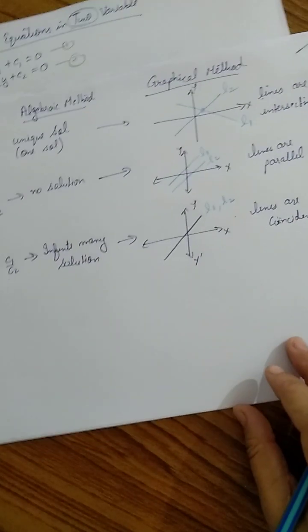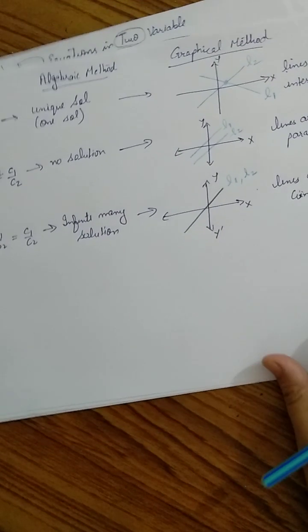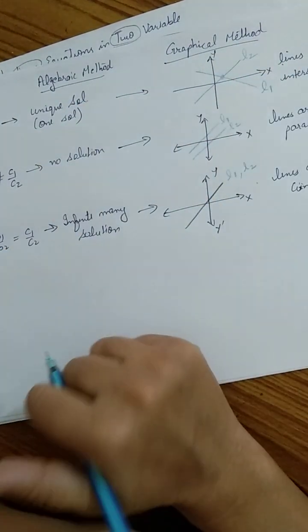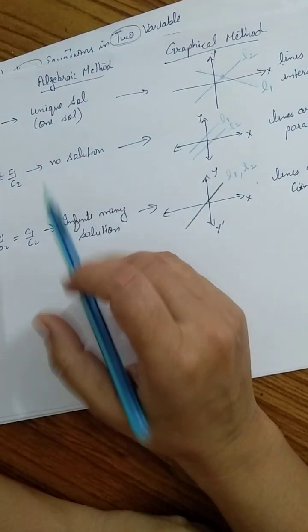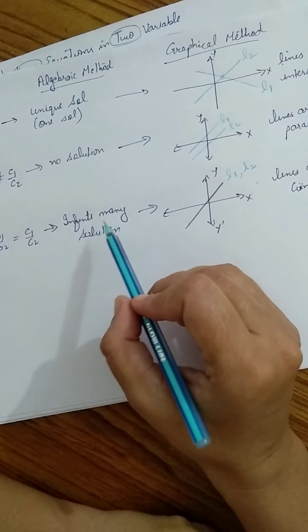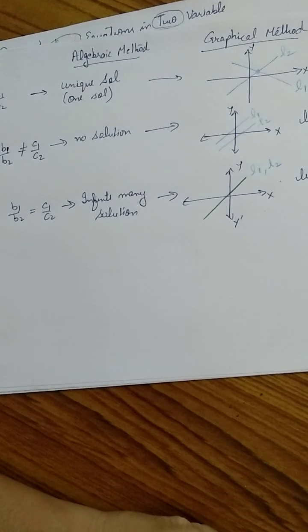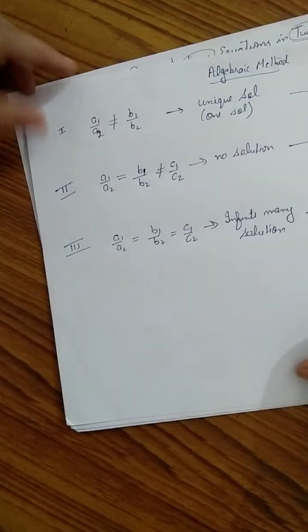So these are the three cases. Here we have the algebraic method, and this is the graphical method. Algebraically we can decide unique solution, no solution, and infinite solutions by these three conditions, and graphically it can be shown like this.